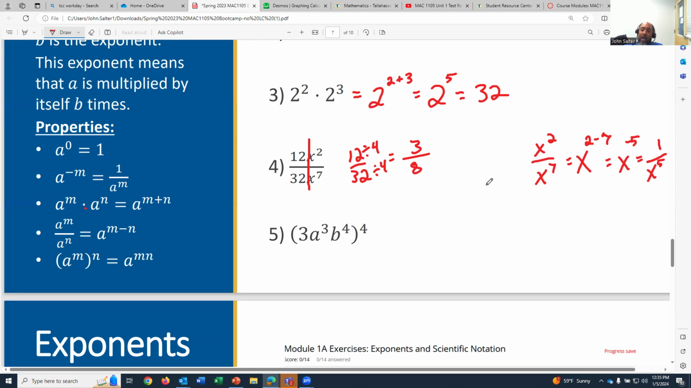Okay, now I got to combine these two fractions. I had 3/8. I got 1 over x to the 5th. 1 times 3 is 3. 8 times x to the 5th is 8x to the 5th. My whole problem done.